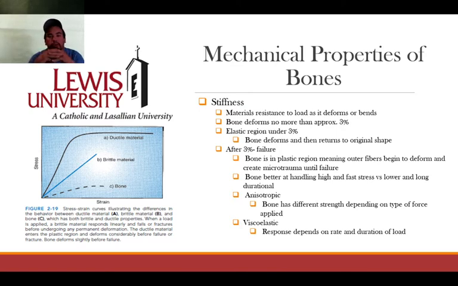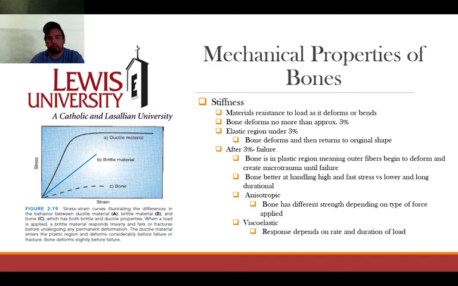So, the mechanical properties of bone still. When we're talking about stiffness, we're talking about a material's resistance to the load as it deforms or bends. Bone deforms no more than approximately 3%. That's what we call the elastic region. If you remember back to our original slide, the elastic region is how much something can bend before it fails. It starts to yield and then fail. That's the elastic region, where it goes back to its original shape.